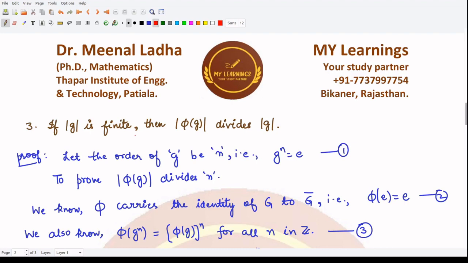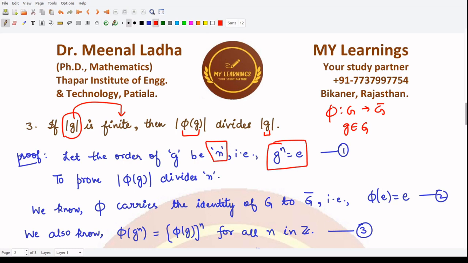The third property under homomorphism: if we have phi from G to G bar as a homomorphism, and g has been taken from the group G, then if the order of this group element g is finite, the order of the group element phi of g divides the order of the group element g, correct? So if the order of g is given to be finite, let's consider that finite number to be n. So what does it mean? It means that g raised to power n is equal to e.